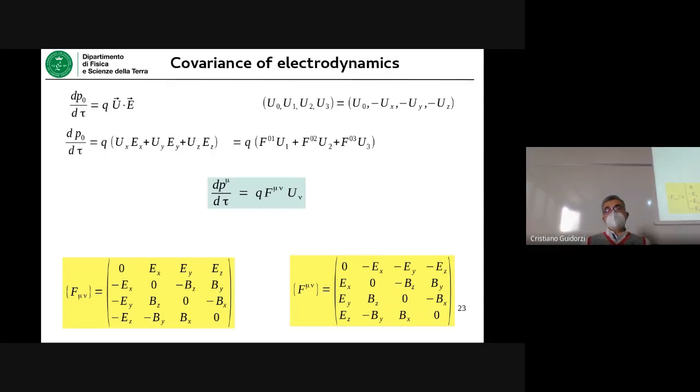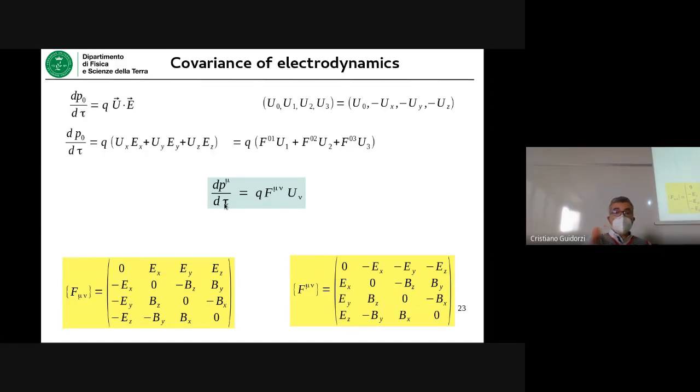So very beautiful, extremely beautiful. And you also see in this way, from a dimensional point of view, it is beautiful to see, because you see U is adimensional. F is just electric and magnetic fields, but we know that in the Gaussian system they are homogeneous. So electromagnetic field times Q is a force. And indeed, the momentum over a proper time is a force. So from a dimensional point of view, it makes sense.